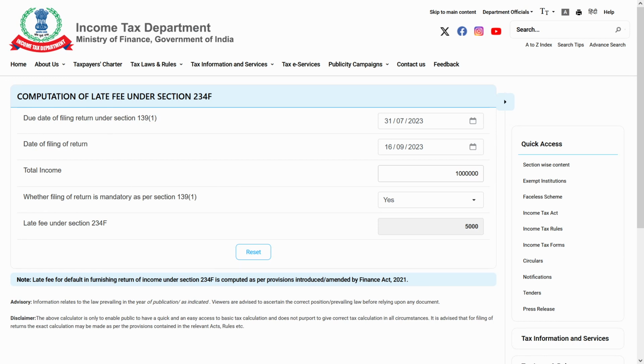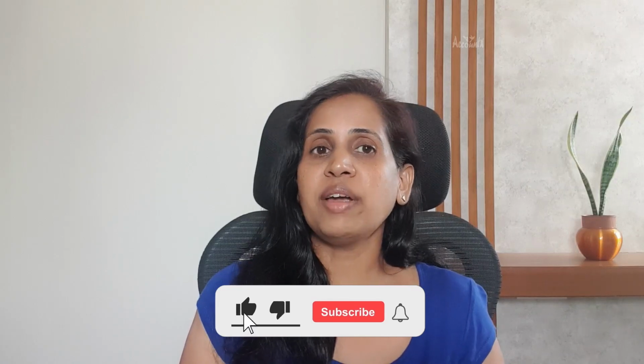Let's say you want to calculate late fee for financial year 2022-23, that is assessment year 2023-24. Due date of filing ITR was 31st July 2023, and let's say date of filing of your ITR is 16 September 2023 and your total income is 10 lakh. So you have to file income tax return. So let's select yes. Late fee here is 5k. Had your total income been 5 lakh instead of 10 lakh, then late fee would have reduced to 1k. That is because late fee is capped at 1k for total income up to 5 lakh.